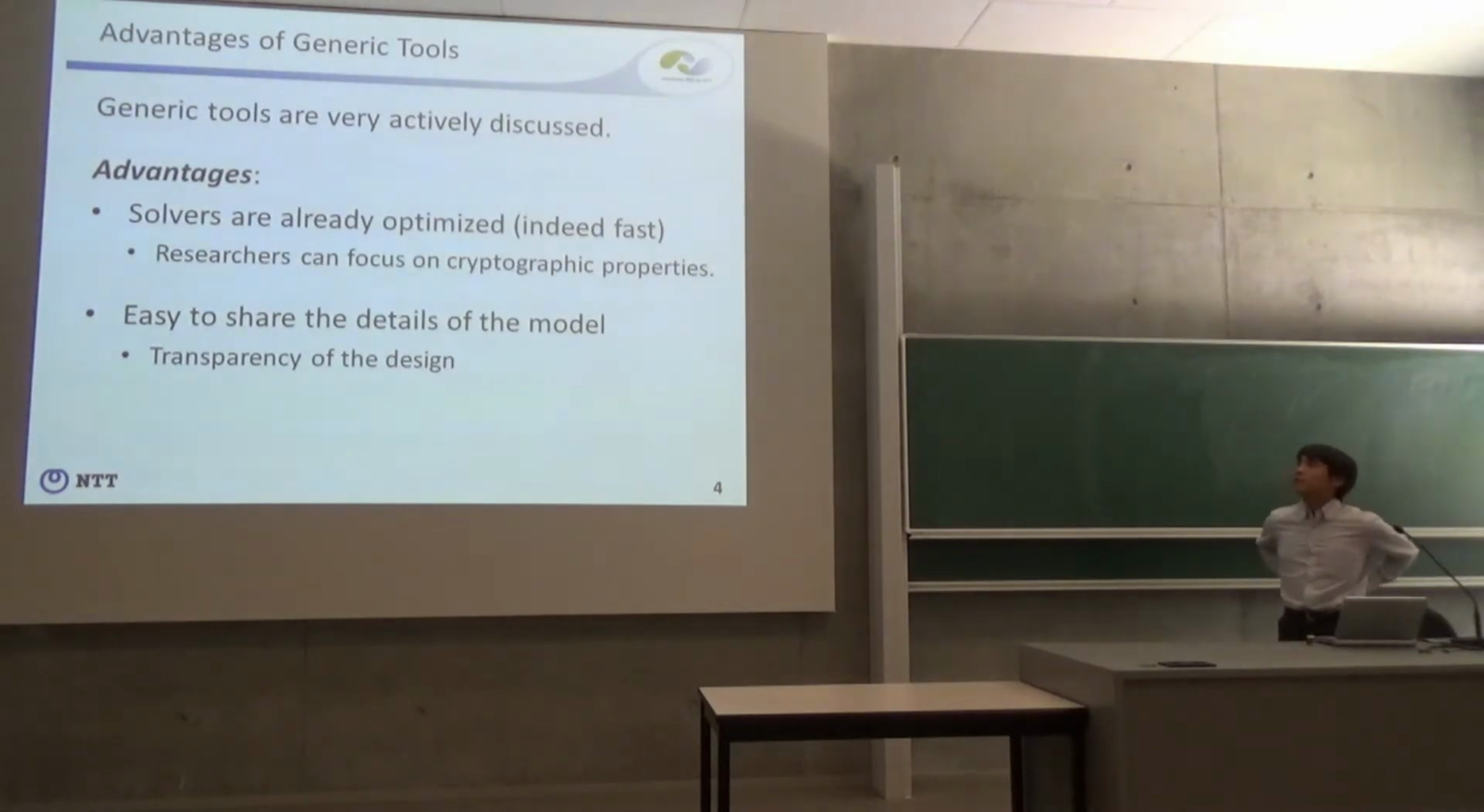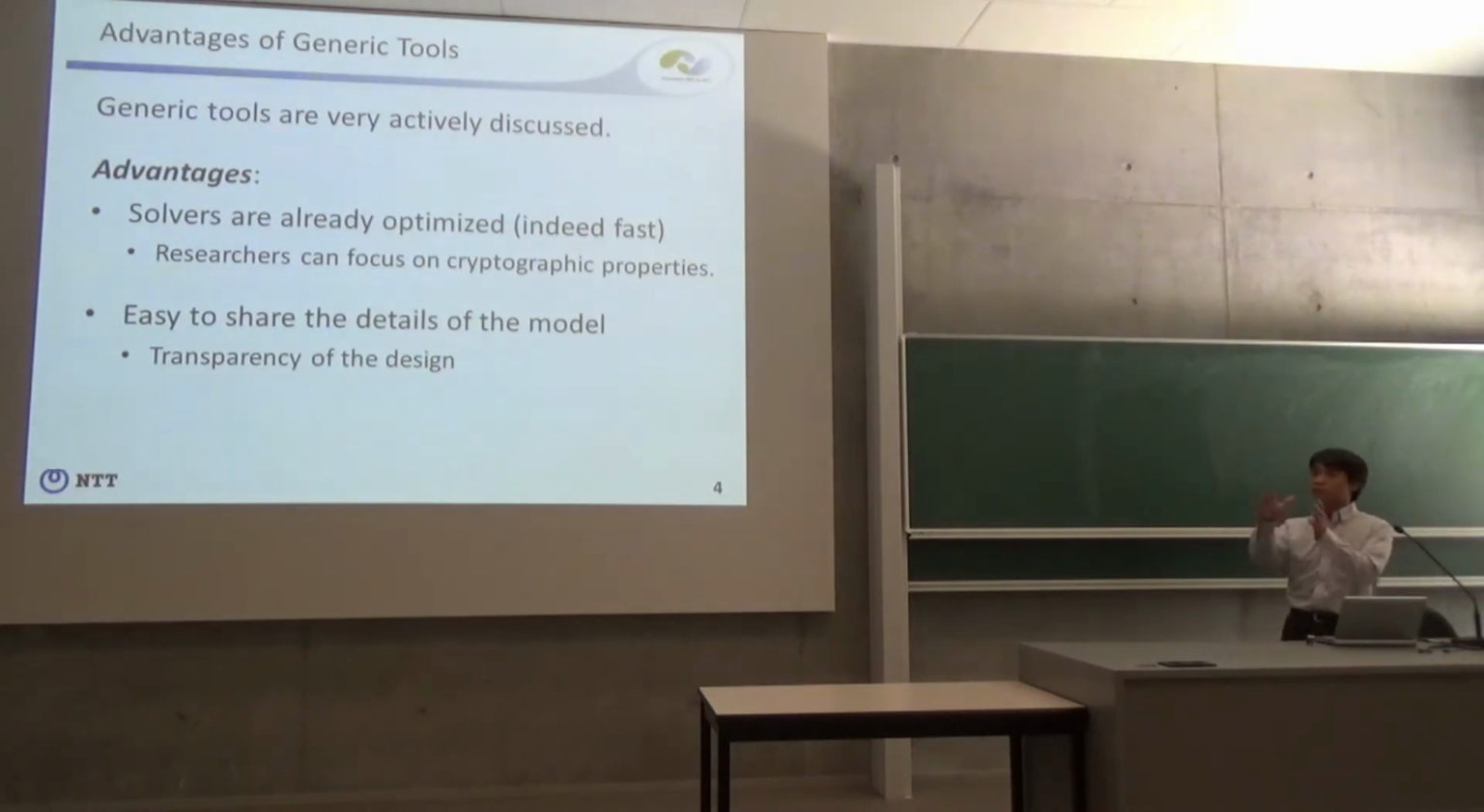And actually, generic tools are very actively discussed. And the reason why people now like generic tools, I can think of two reasons. So one is, solvers are already optimized. So actually, the speed is quite fast. So it's useful. But besides, researchers can focus on cryptographic properties when we run generic tools. So researchers don't have to customize or optimize the solving speed. So that's quite nice.